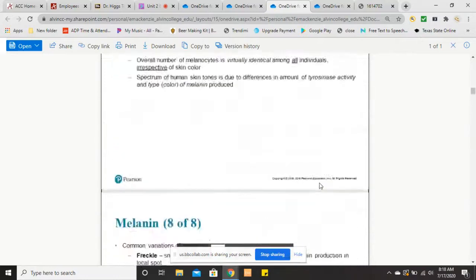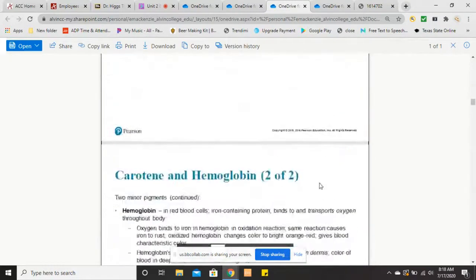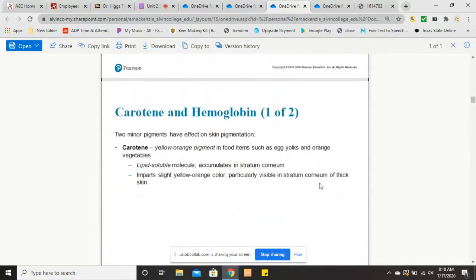It's called keratin. Let's go down to keratin. Here we go. Keratin is a yellowy orange pigment. You see this a lot in your thick skin. That's why the palms of your hands and the soles of your feet are not white like the screen. It's kind of yellowish, possibly orangey. It's because you're seeing where you have a lot of accumulation of keratin in thick skin.